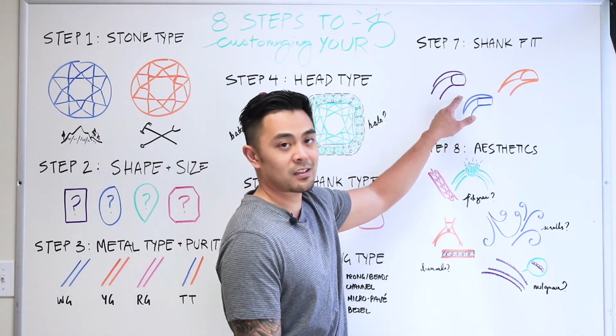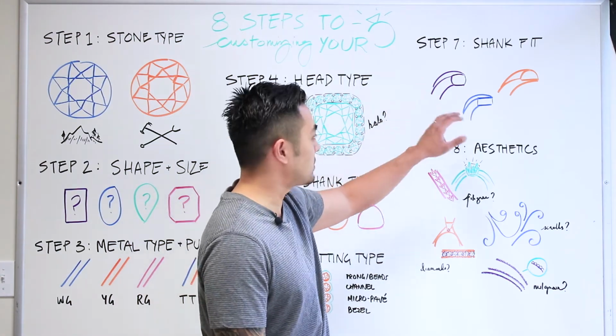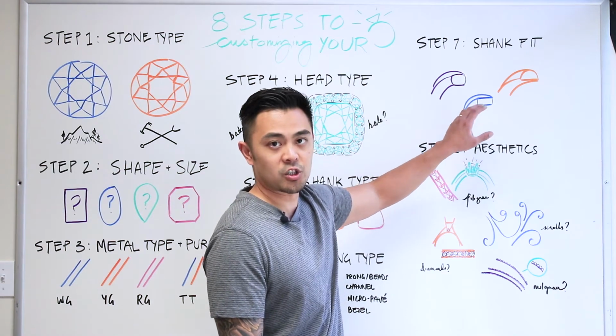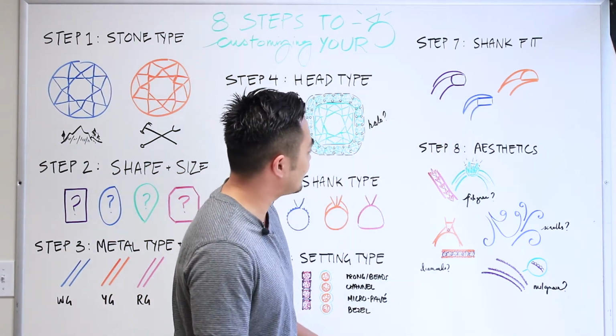It doesn't mean that it's not comfortable. The comfort fit is just called comfort because it's rounded all the way around. It's still very comfortable. It's just a different look and feel. It's definitely sharper around the edges. Okay? All right, and then step number 8 is the aesthetics.